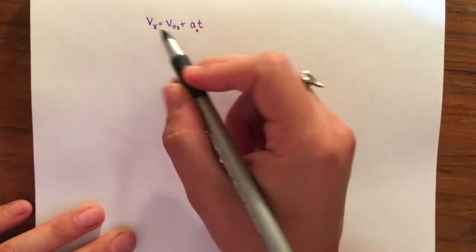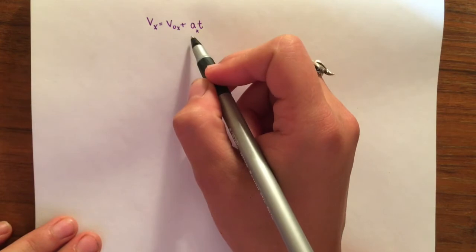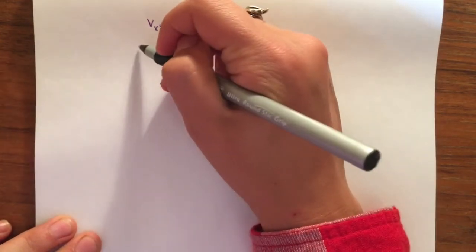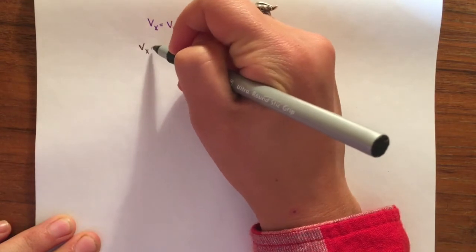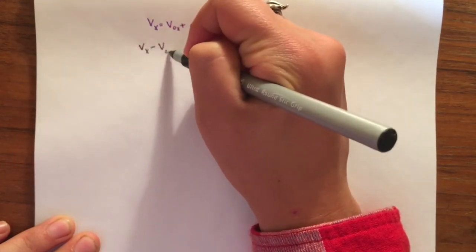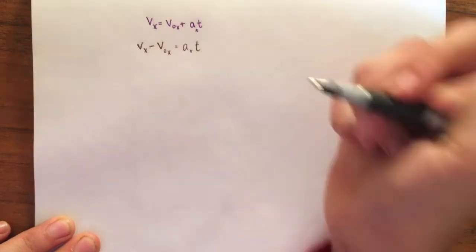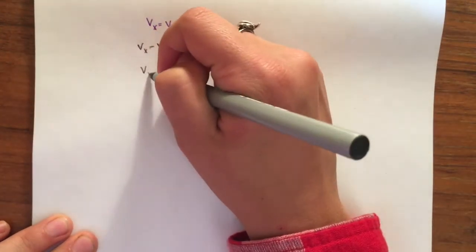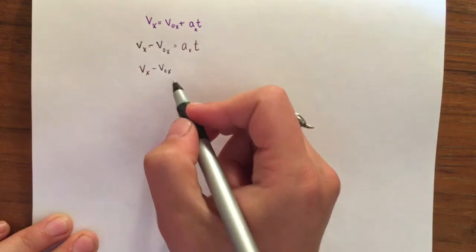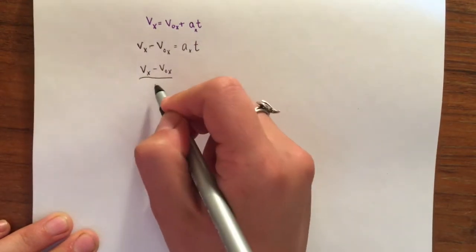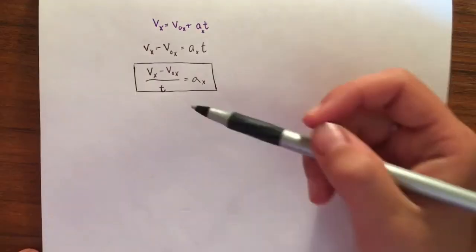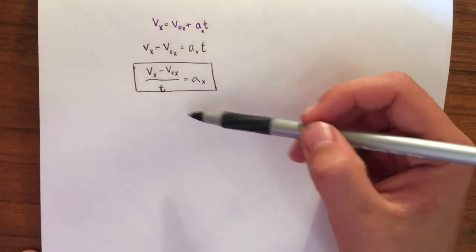Alright, so first equation. I need to get acceleration by itself, so I'm going to subtract v naught x on both sides. And my final step is to divide by t on both sides. And so I am dividing everything by t. And that's how you solve for acceleration using the first equation.